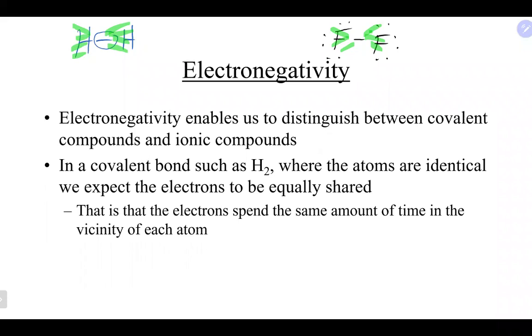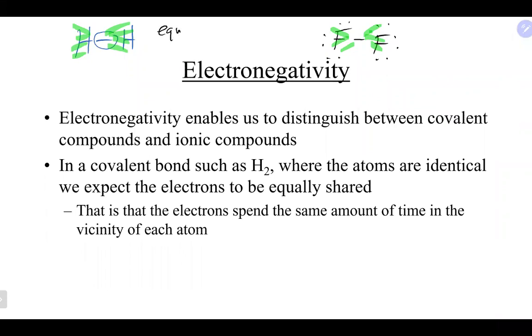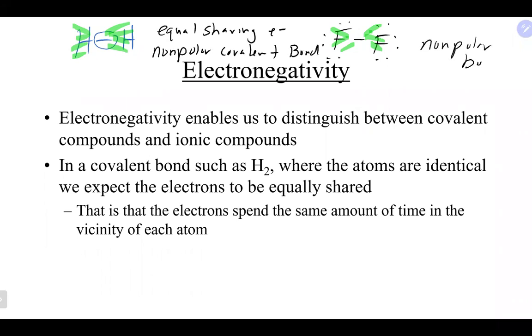This type of bonding here, where we end up with equal sharing of electrons, is what is referred to as a nonpolar covalent bond. Or most people very simply just call it a nonpolar bond. A lot of times people will leave off the covalent because nonpolar would imply that the electrons are being shared as covalent. So a nonpolar covalent bond is equal sharing of electrons.